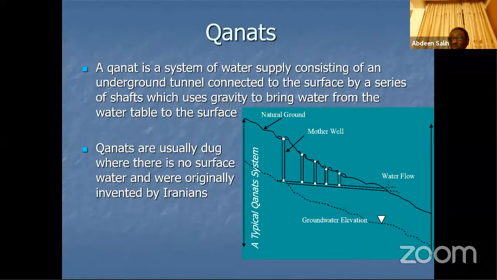A Qanat is a system of water supply consisting of an underground tunnel connected to the surface by a series of shafts, which uses gravity to bring water from the water table to the surface. And it is a continuous water supply. If there is time, I can talk for hours about the Qanat and my experience with it in Saudi Arabia and in Iran when I went to Iran. Qanats are usually dug where there is no surface water, and were originally invented by the Iranians.